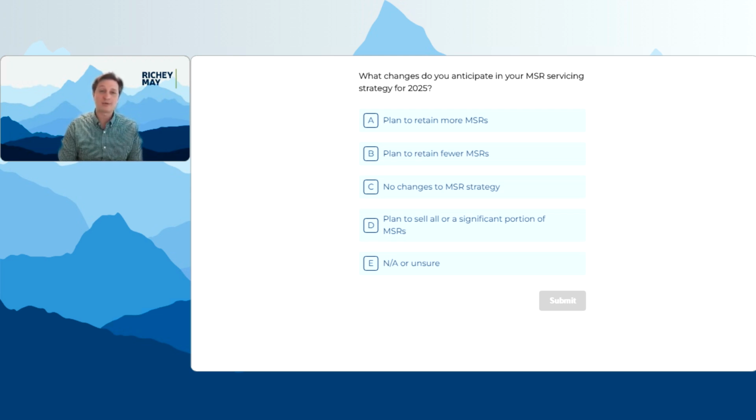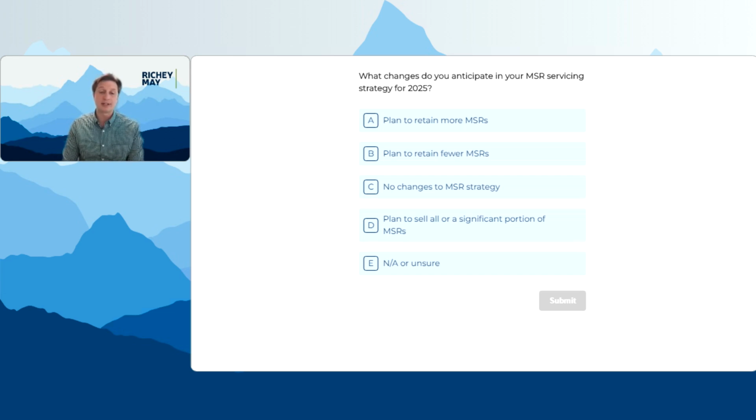But the question is, what changes do you anticipate in your MSR servicing strategy for 2025? We've got several options here. Number A, we plan to retain more MSRs in 2025 than we did in 2024. B, we plan to retain fewer MSRs. C, we have no changes to our MSR strategy. D, we plan to sell all or a significant portion of the MSRs. Or E, not applicable, or I'm unsure.